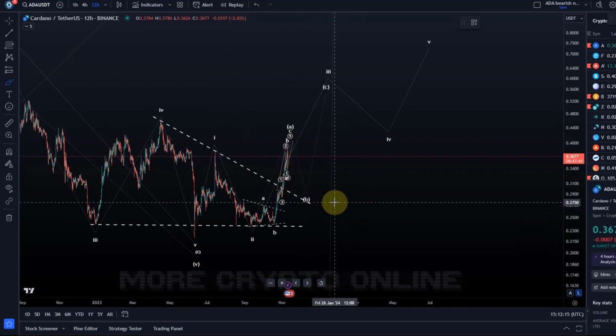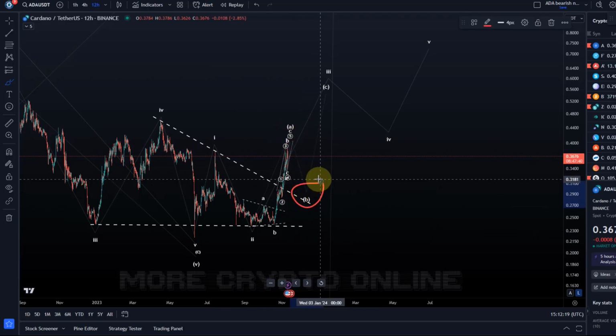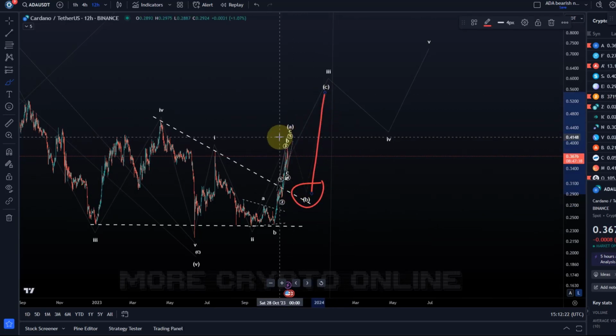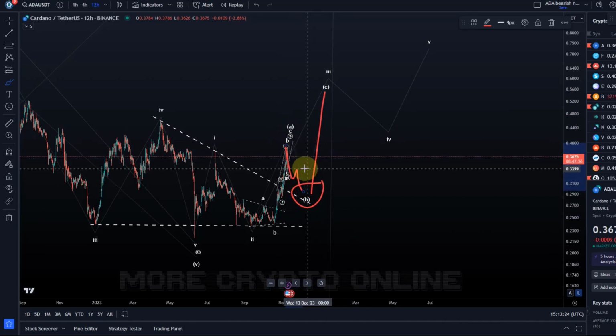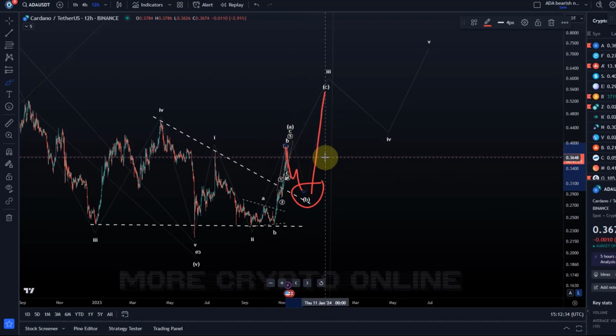The next decent setup I think that could occur here would be a pullback in wave B, which could result in a C wave rally. If the pullback is corrective, then this would be a decent entry point for a rally in wave C. Remember that B waves can be very shallow, so we have to be on our toes here. This would still not be a very high quality setup, okay? It's just something that I'm observing in case we get that pullback.